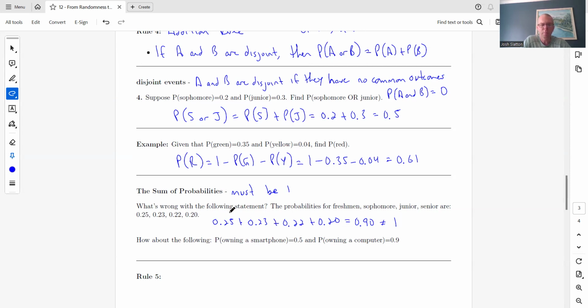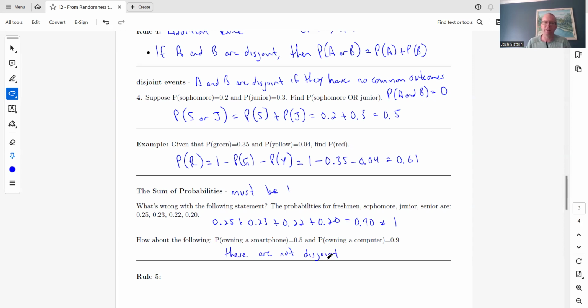So how about the following? Probability of owning a smartphone is 0.5, probability of owning a computer is 0.9. These do not add up to 1, but this is okay because these are not disjoint. You could own both a smartphone and a computer, and a lot of people do. So these are not disjoint, and you're not going to add those together.